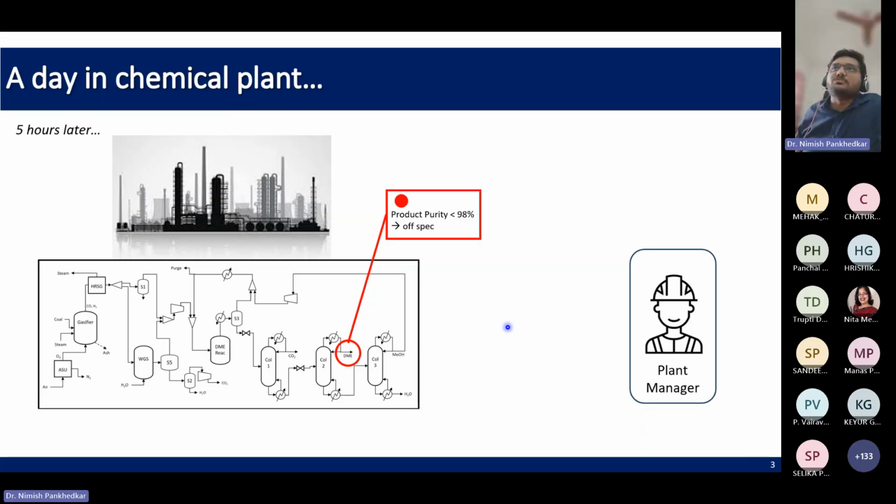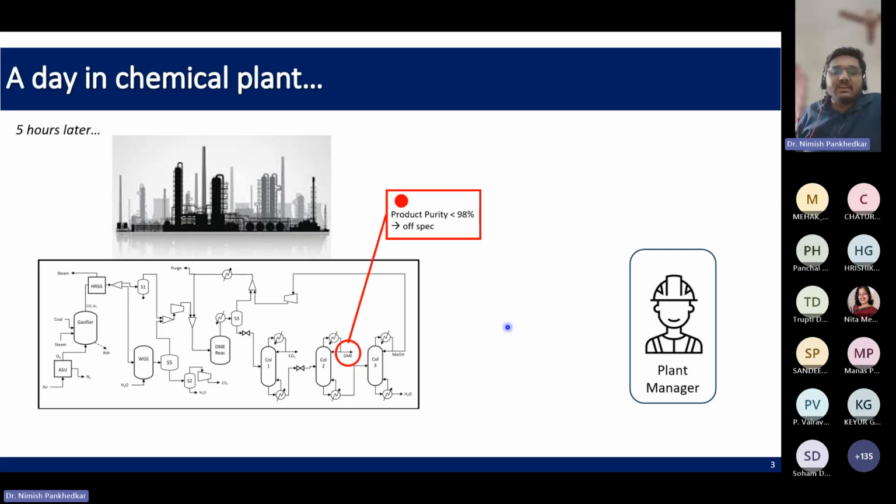Any thoughts, any comments? What would you do in such a situation as a plant manager? Recycle operation. That's right. So you do a reprocessing, probably, right? So you take this off spec, you store it at a separate location, you again feed it back. So that again comes with huge operating costs, right?